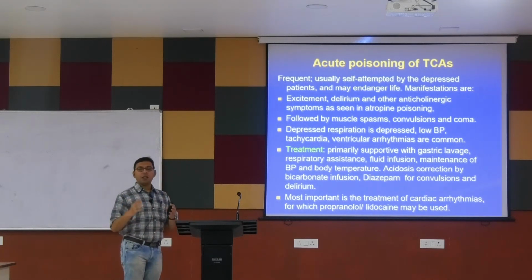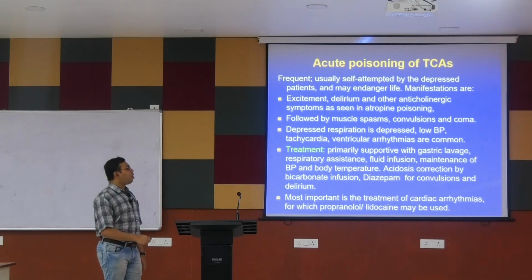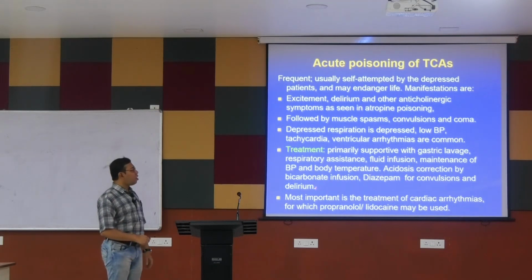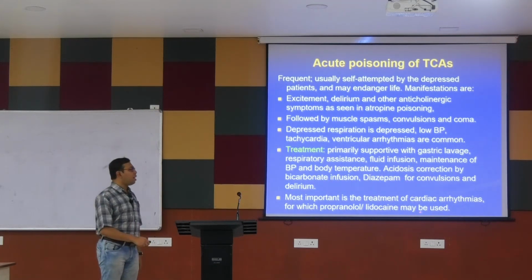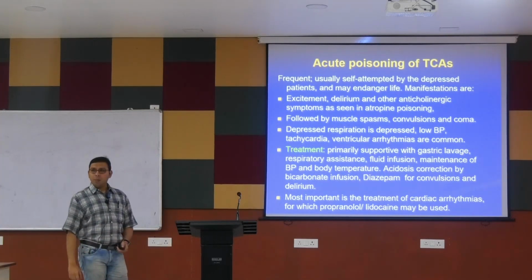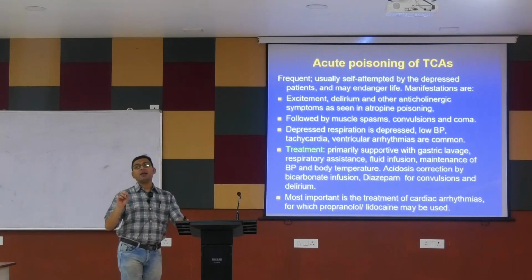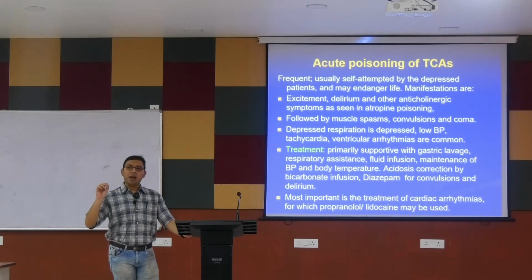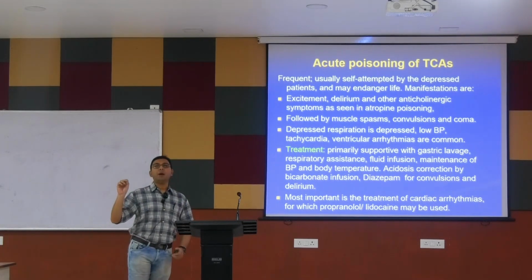After the patient is supported, diazepam can be given for convulsion or delirium, and other drugs can be given to treat the cardiac arrhythmia, like propranolol or lidocaine. So remember, for tricyclic antidepressants, the first line drug is IV sodium bicarbonate.